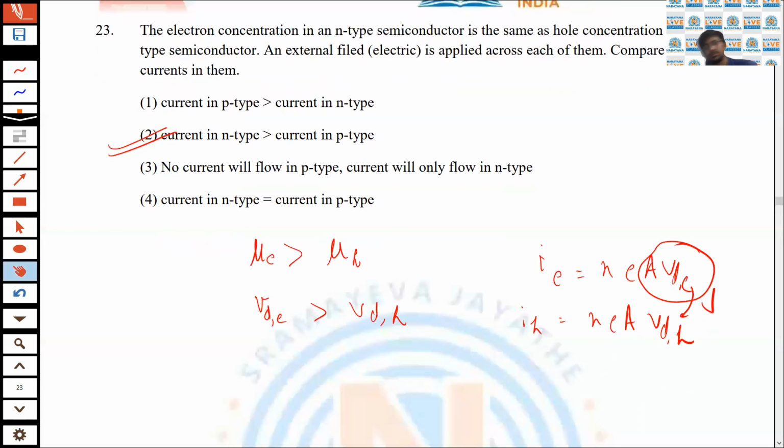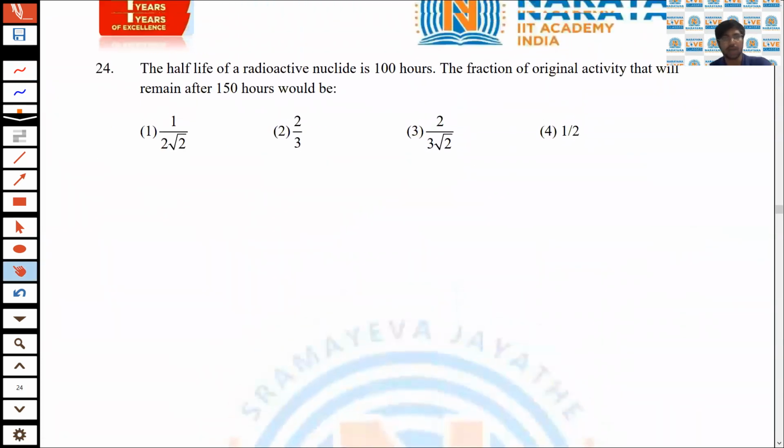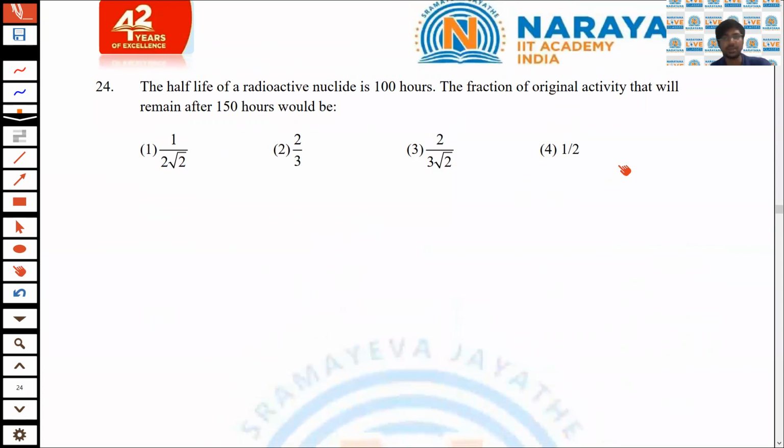All right. Come to the 24th question. The half-life of a radioactive nuclei is 100 hours. So we know that the half-life is 100 hours. Now the fraction of the original activity that will remain after 150 hours would be, now the value of activity is equal to simply A naught e to the power minus lambda t.